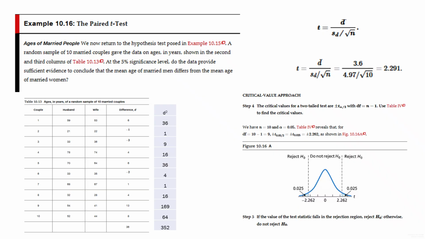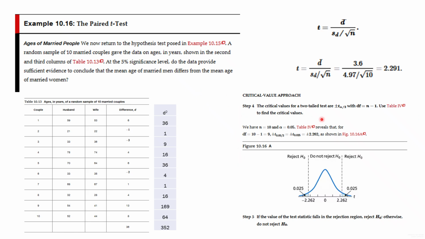And now that we have all of the components that we need, we can actually run the t statistic, which happens to be 3.6 divided by 4.97 divided by the square root of 10. And our actual statistic that we get here is 2.291. Now, of course, you can use the critical value approach or the p-value approach to make a decision on this statistic. And right here, we'll look through the critical value approach first.